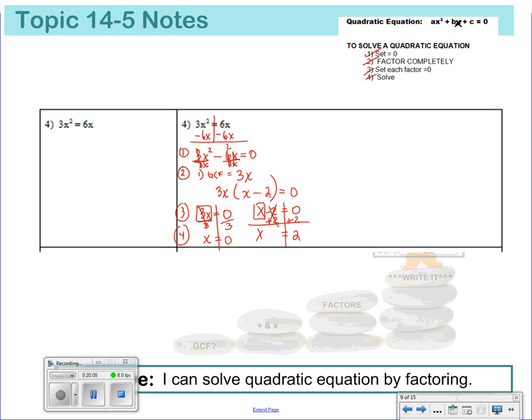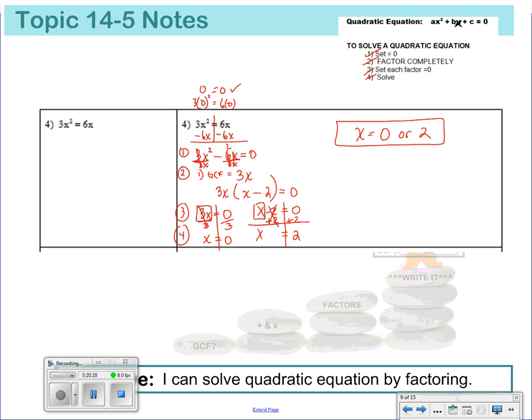So we have done all 4 steps, and my answer is X can be 0 or X can be 2. Again, if I plug this back in, if it's 0, notice that would be 3 times 0 squared equals 6 times 0. We do get 0 equals 0. That works out.